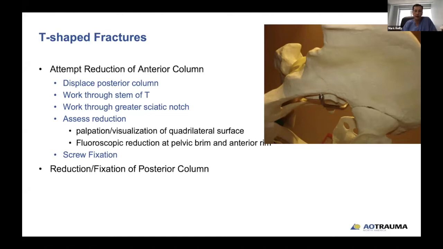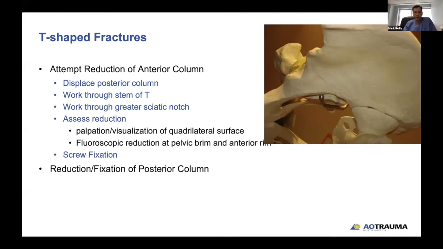the greater sciatic notch. In either case, we're going to assess the reduction of the anterior column by palpation of the anterior column component on the quadrilateral surface, plus or minus visualization of that portion if that fracture line is very posterior and can be seen when the posterior column is displaced. But we're really going to rely on a fluoroscopic assessment of the reduction at the pelvic brim and the anterior articular surface, as well as a fluoroscopic assessment of the anterior rim.